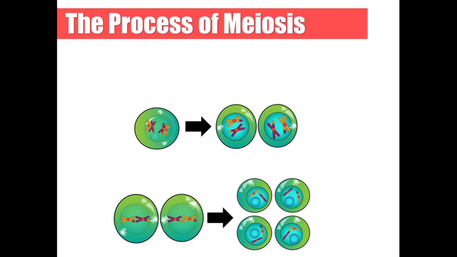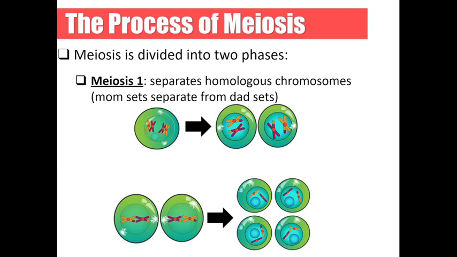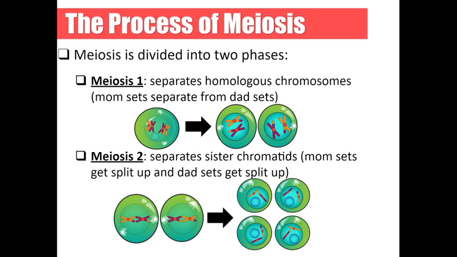So, here is the process of meiosis. Meiosis is divided into two phases. We have meiosis 1. Meiosis 1 will separate the homologous chromosomes into mom's set as a separate set and dad's sets. Then it goes into meiosis 2. So this is what separates the sister chromatids, which means mom's set gets split up and dad's sets will get split up.